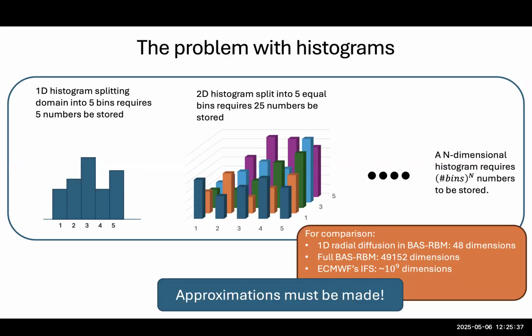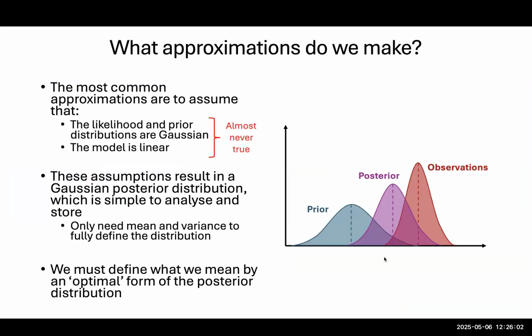And the full BAS RBM system is around 50,000 dimensions. So even with 5 bins over each dimension, it's just too many numbers that need to be stored, and it's impossible to do. So we have to make approximations. The common approximations used are assuming everything is Gaussian and that the numerical model itself is linear. This is never true. Almost never true anyway.